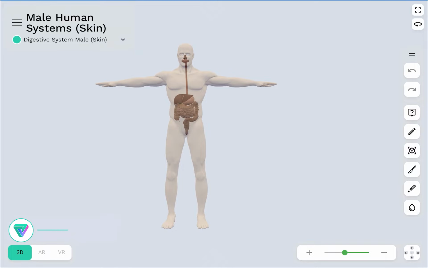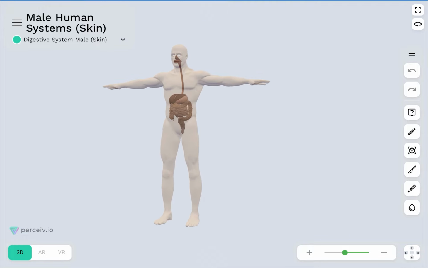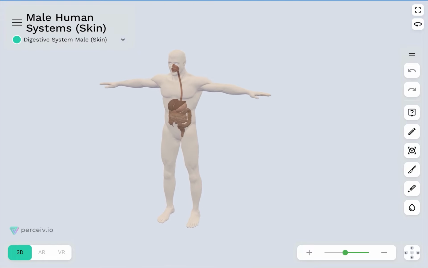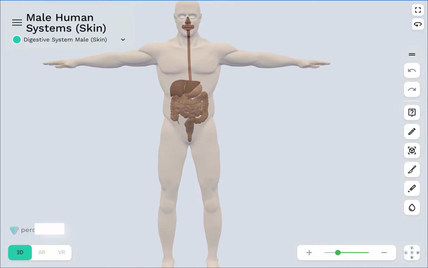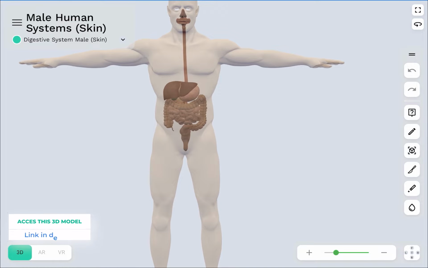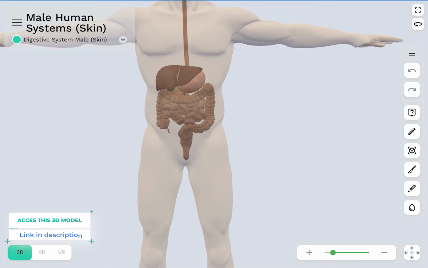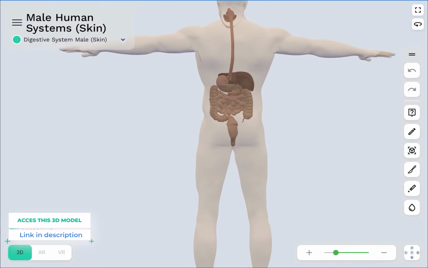Hello students. In this video lecture, we are going to discuss an important topic, and that is the pancreas, which is one of the important organs of the human body. As you can see on your screen, the male skin of the human, which is showing the entire digestive system. But we will just focus on the location of the pancreas first.